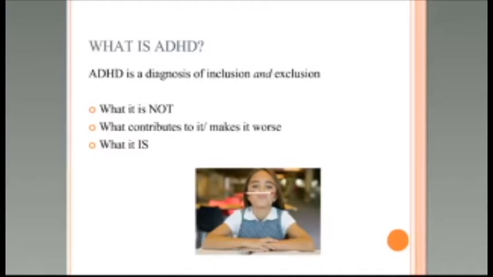So it's also important to think about, for ADHD, what it is and what it is not. So it's a diagnosis of both inclusion and exclusion. In other words, it's important to know what ADHD is not and what might contribute to it and make it worse, but those are not core symptoms, as well as what those core symptoms of ADHD are.